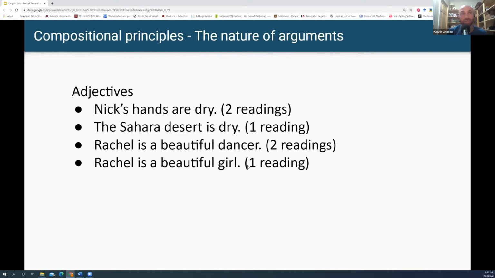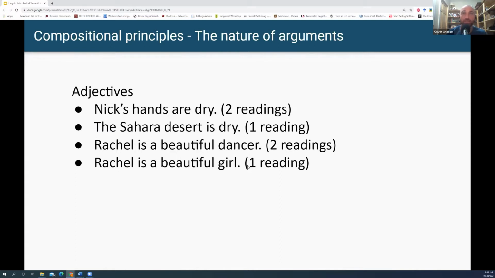So here's another example. Rachel is a beautiful dancer. What are the two readings there? That Rachel is beautiful, or that her dancing is beautiful. Right. Sorry, Hannah. You can have the next one. So that Rachel is both beautiful and a dancer, right? Or that Rachel's dancing is beautiful. So this doesn't work, right, for any noun. So if you said Rachel is a beautiful girl, you don't get the two readings.